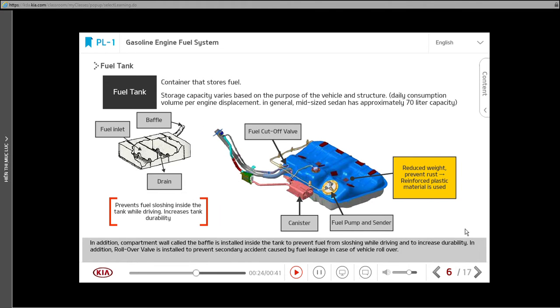In addition, compartment wall called the baffle is installed inside the tank to prevent fuel from sloshing while driving and to increase durability. In addition, rollover valve is installed to prevent secondary accident caused by fuel leakage in case of vehicle rollover.